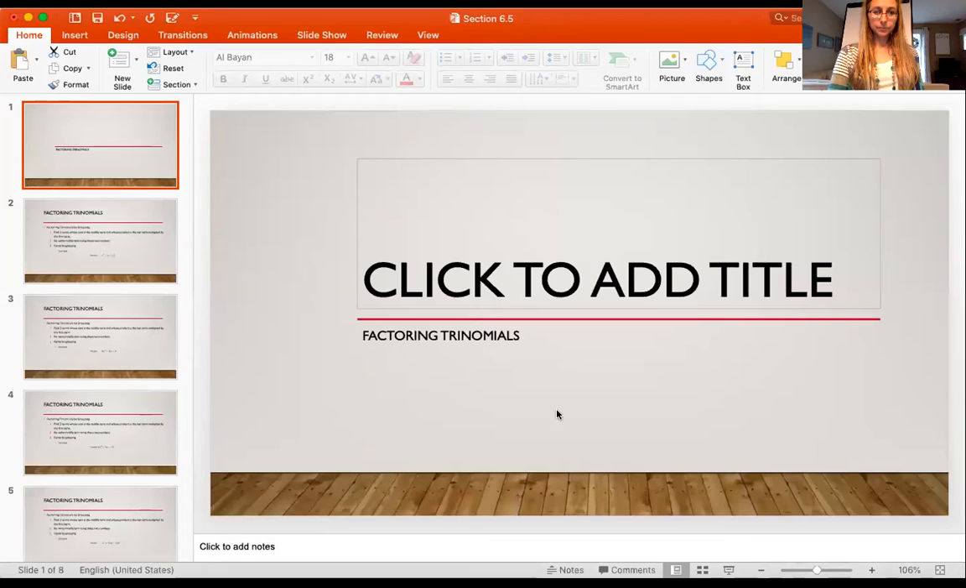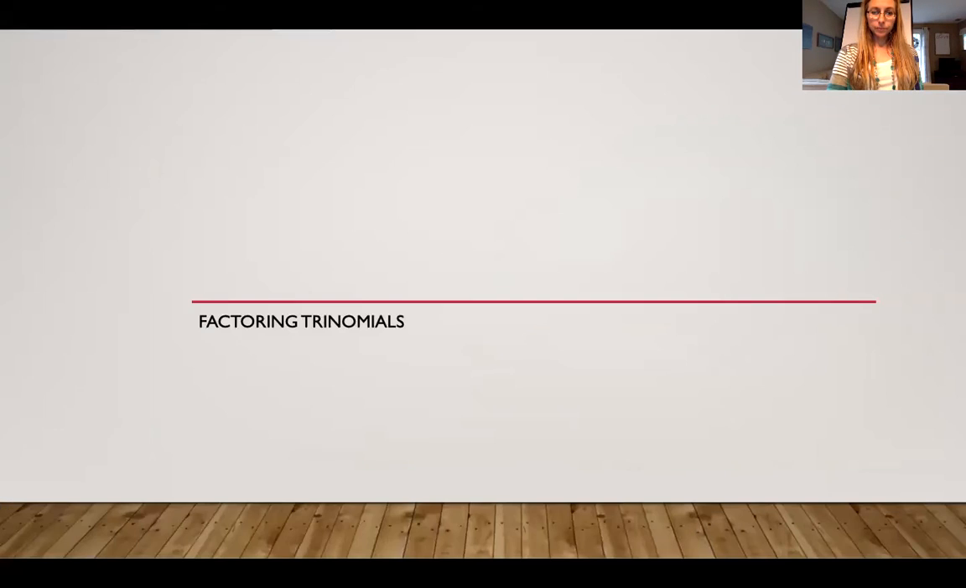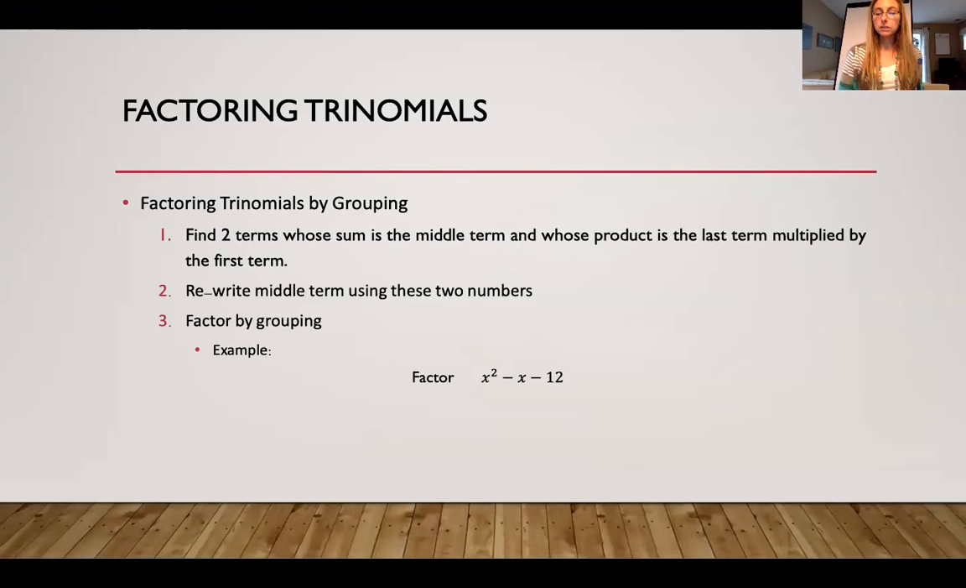Okay, so today we are going to be going over factoring trinomials, specifically factoring by grouping. We're going to factor the trinomials by grouping. So let's go ahead and get started on today's lesson. Okay, so again, we're going to be factoring trinomials, and we're going to be factoring them by grouping.